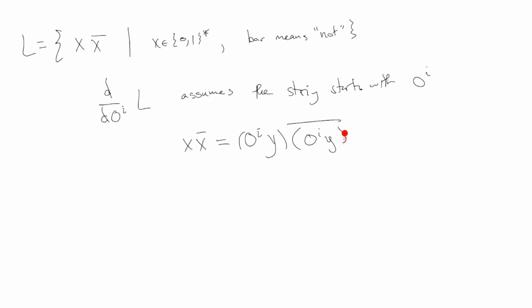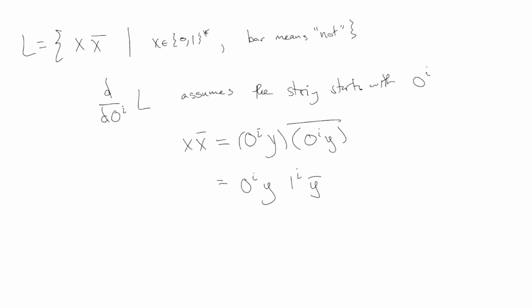You can sort of do the bar. The bar changes every 0 to a 1. Becomes 1 to the i, y. Yeah, it becomes 1 to the i, y bar. When you do the bar of 0 to the i, it becomes 1 to the i, and then whatever the bar of y is, it's the bar of y.